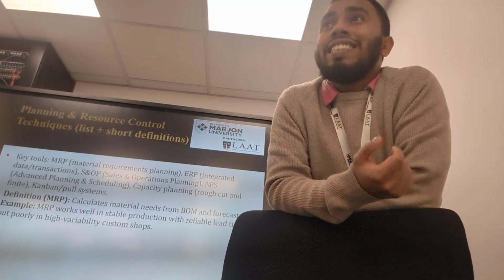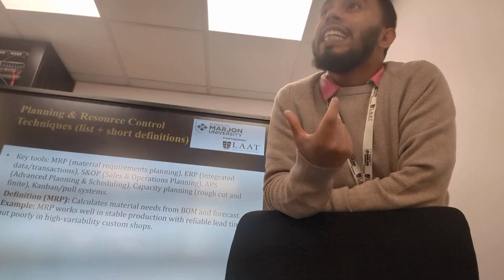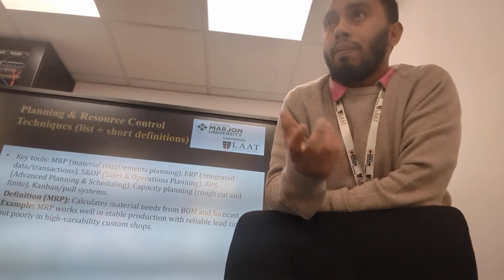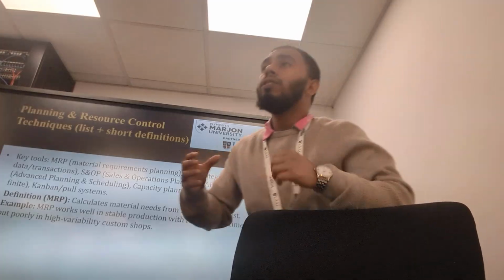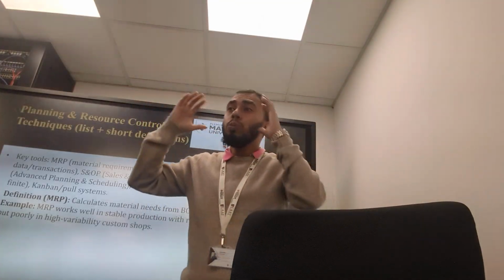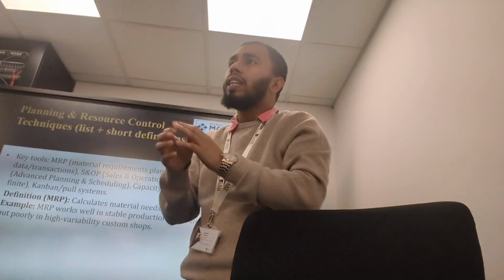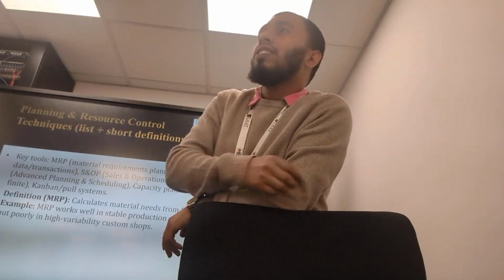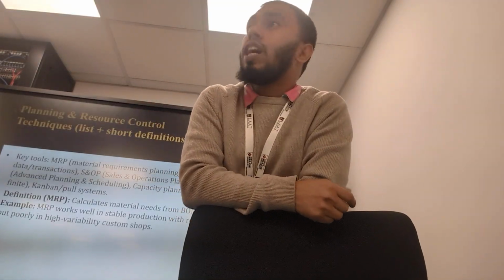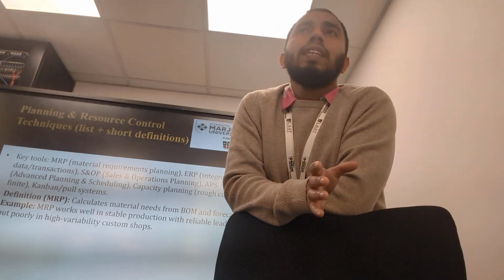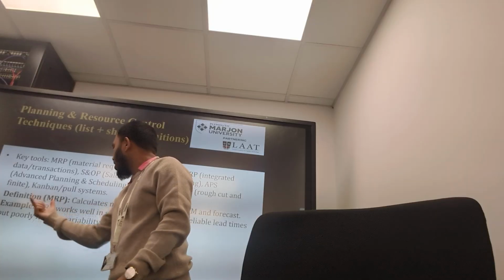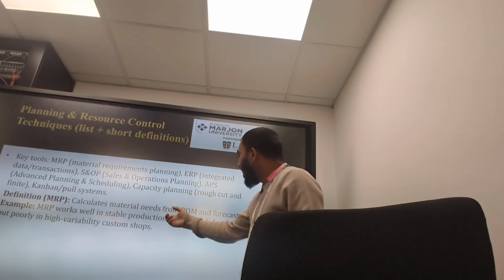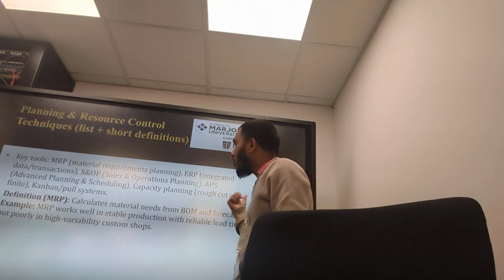For this £600,000, you need to at least give 10% or 5% in cash or card payments, like £30,000. So you need to make a plan for how you accumulate, how you collect these £30,000, when you collect, how long it will take, right? So everywhere you need to make planning. Another definition is that it calculates material needs from the BOM and then forecast.